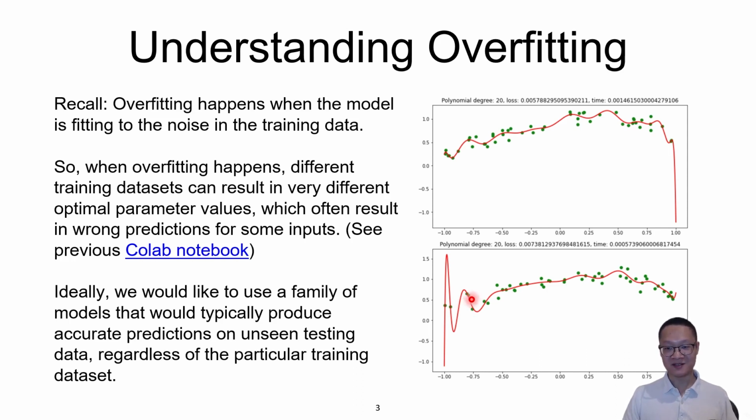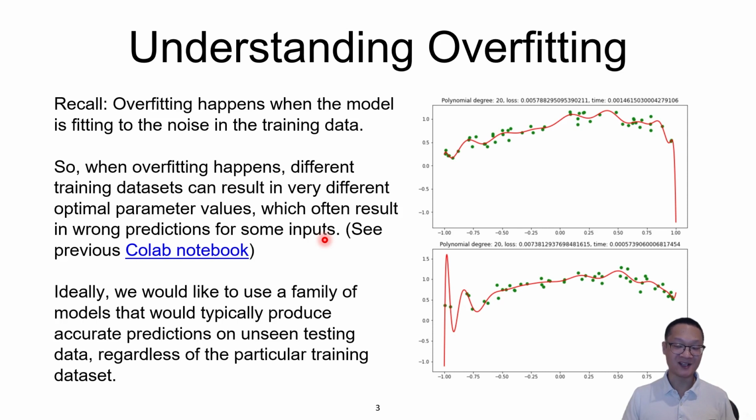This is really bad because there's so much variation between the different parameters that we can easily get very large prediction errors, for example in places like this, or maybe over here. What would be ideal is if we use models that typically produce accurate predictions on unseen test data, regardless of the particular training data set.